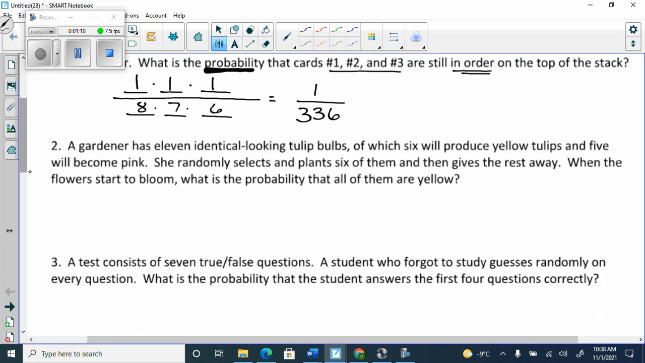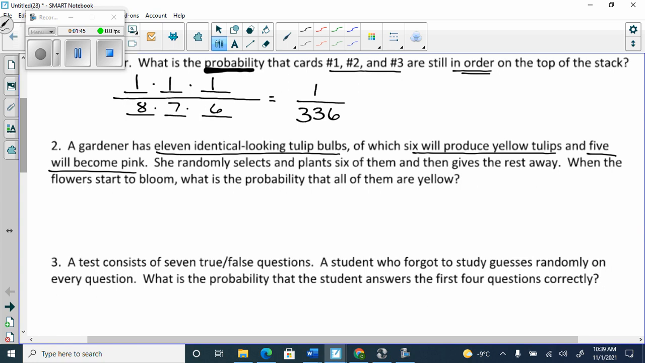Number 2. A gardener has 11 identical looking tulip bulbs. What does 11 identical mean? They look the same. I could have 11 factorial possibly on the bottom because you can't tell the difference between the bulbs. Correct? 11 identical looking tulip bulbs, of which 6 will produce yellow tulips and 5 will become pink. Okay? That's top and bottom.